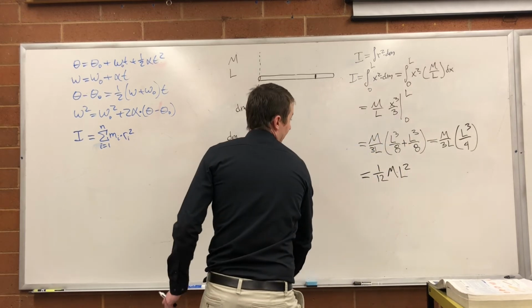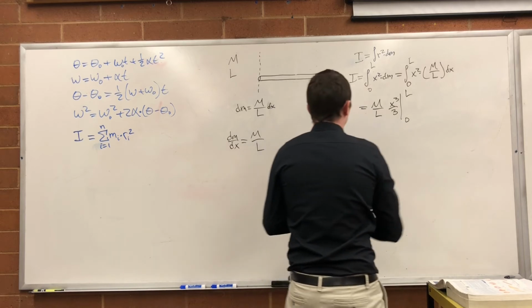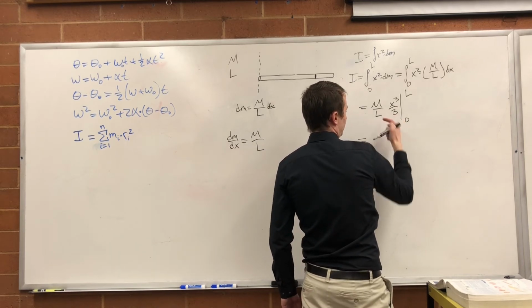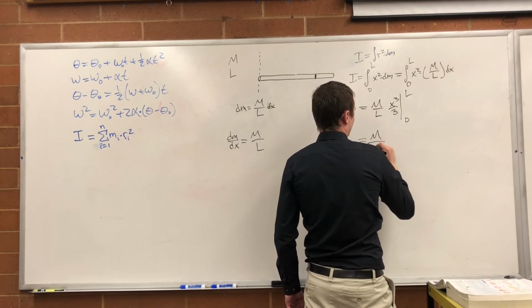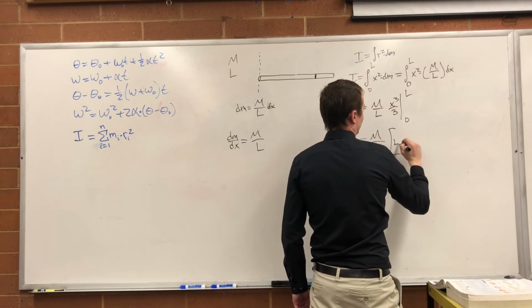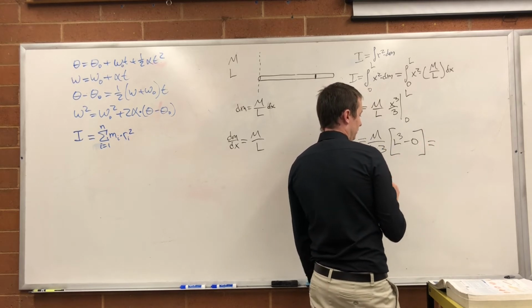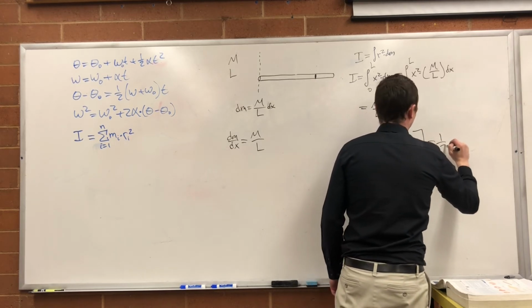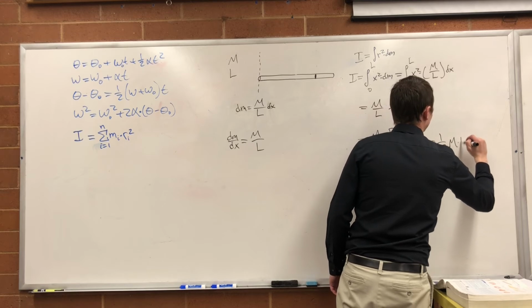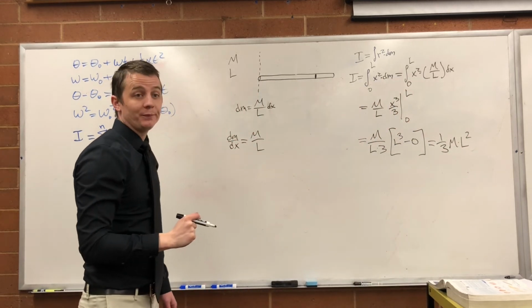But now when we plug that in, I'll pull the 3 out once again, so we have m times L over 3. And now we need to evaluate L cubed minus 0, which is equal to, the L's cancel out, we get 1/3 mL squared. Okay. Right? Yeah.